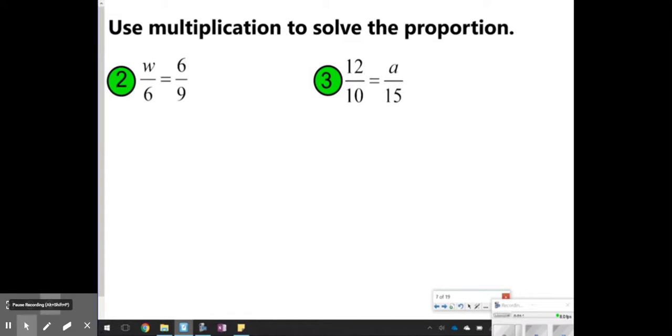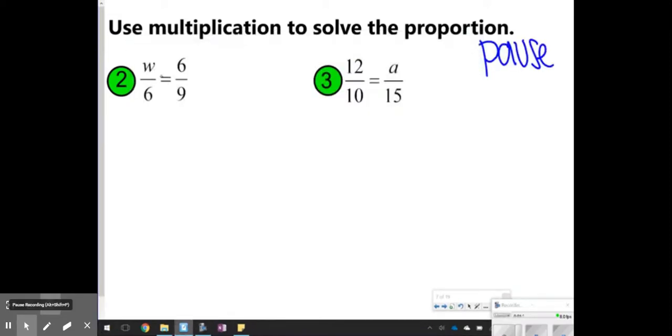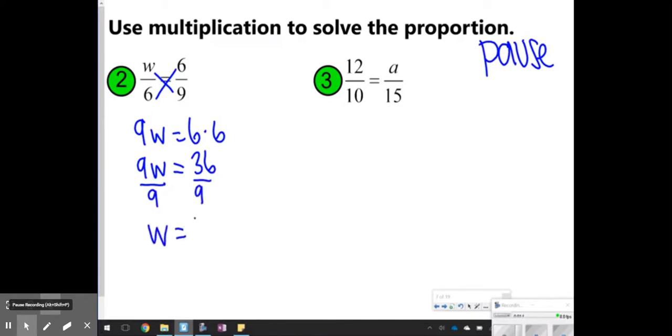You're going to go ahead and try these two on your own. Alright, the first thing we're going to do here is cross multiply, so 9 times w and 6 times 6. 9 times w is 9w, and 6 times 6 is 36. Then I'm going to divide both sides to isolate the variable, so whatever the variable is attached to essentially. W is equal to 4.